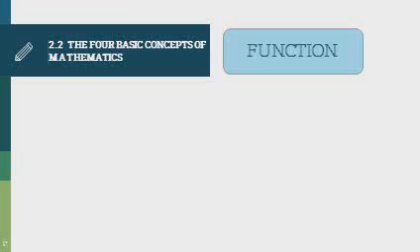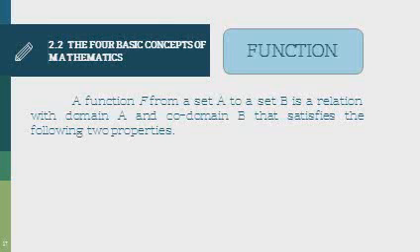So, magkadikit talaga tong topic na to, the relation and the function. Magkasunod lagi yan. A function f from a set A to a set B is a relation with domain A and codomain B that satisfies the following two properties.